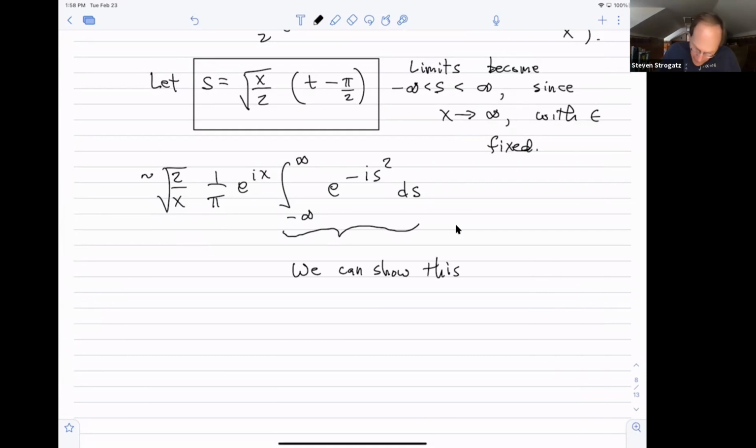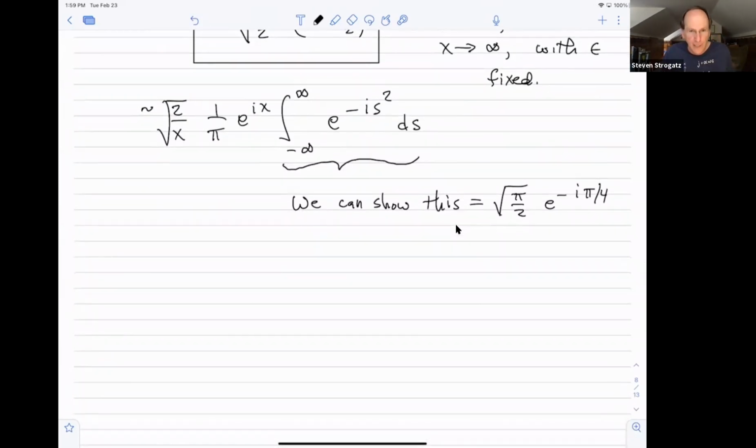So we can show that this integral equals, it turns out, square root of pi over 2 e to the minus i pi over 4. And so maybe if we have time, we'll do it. But this is actually a very nice thing that goes in the literature by the name of Fresnel integrals. If you look at the real and imaginary part of this identity that I just wrote down for that integral, it gives you these cool facts.